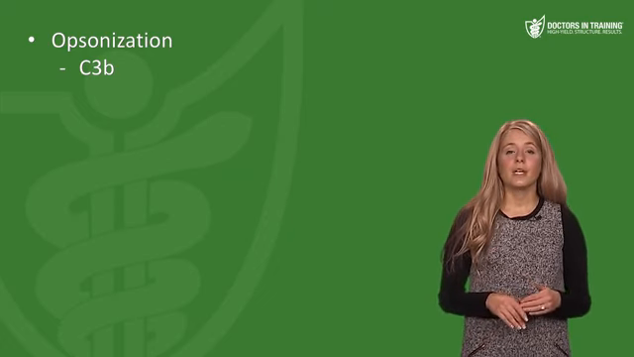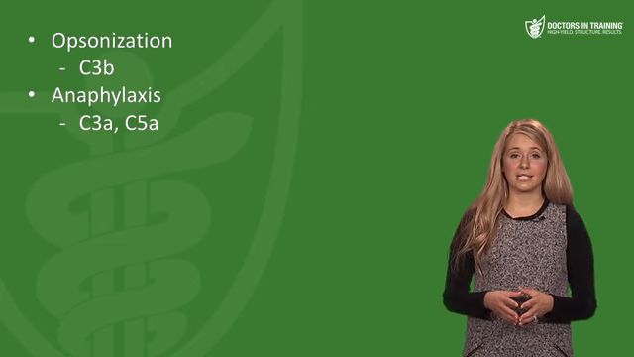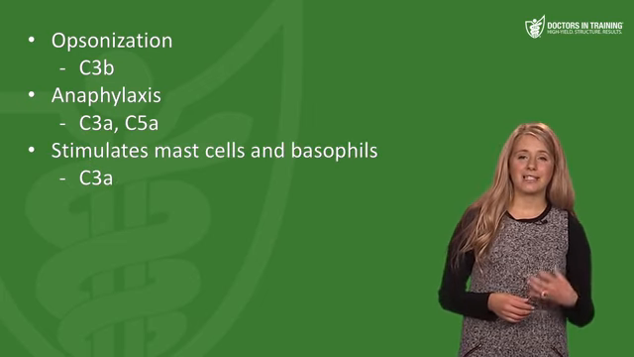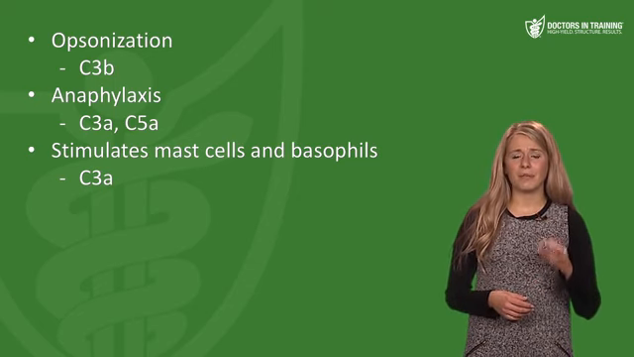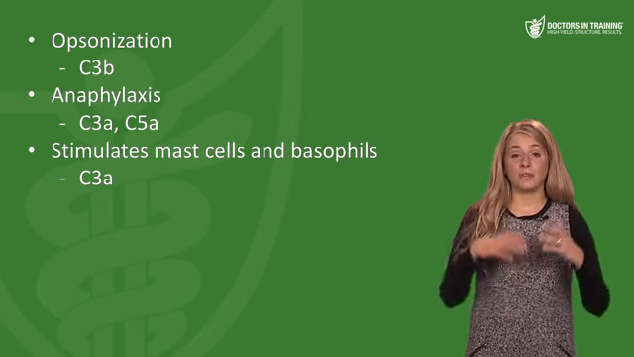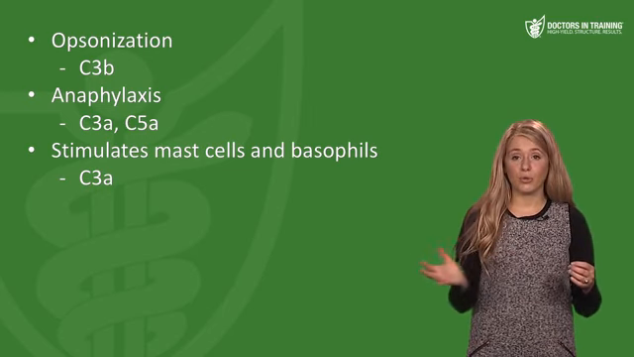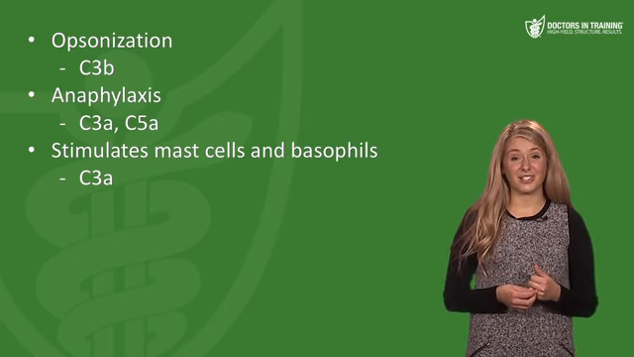We also mentioned that IgG antibodies can opsonize pathogens, so C3b and IgG are the two most important opsonins. C3a and C5a play roles in anaphylaxis. To be more specific, C3a stimulates mast cells and basophils. And remember what we talked about? How mast cells and basophils release histamine, which causes vasodilation and increased vascular permeability, and it allows fluid to flow through those vessels, which can lower the blood pressure and lead to anaphylactic shock.